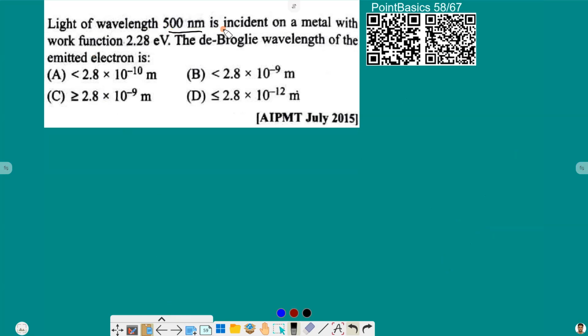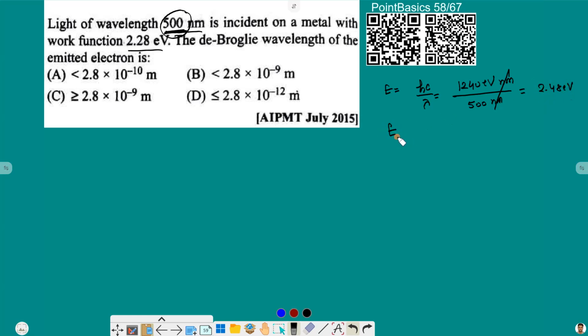Light of wavelength 500 nanometer is incident on a metal with work function 2.28 electron volt. The de Broglie wavelength of the emitted electron is. So here the light wavelength is 500 nanometers. First we have to convert this wavelength into energy, and that will be E equal to hc by lambda for a photon, that will be 1240 electron volt nanometer divided by 500 nanometer. So nanometer gets cancelled and we will get 2.48 electron volt.